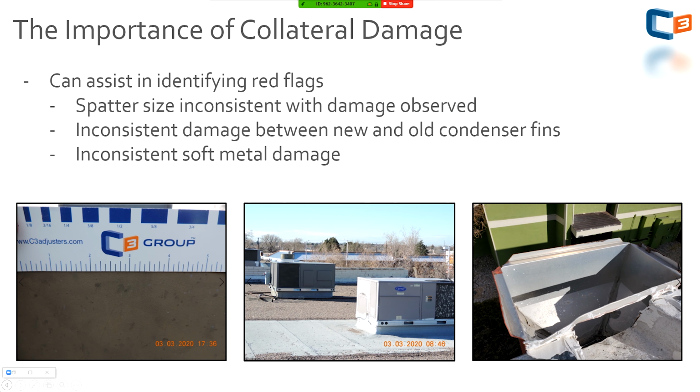That damage on that first condenser unit, or that rooftop unit, might have been 10 years ago, and if we have a recent reported date of loss, this could be a red flag. And then also inconsistent soft metal damage. This is huge too, because if you see damage on some soft metals and not on others that might have been installed, let's say 5 years ago, and you have a date of loss that's a year old, that's also a red flag.